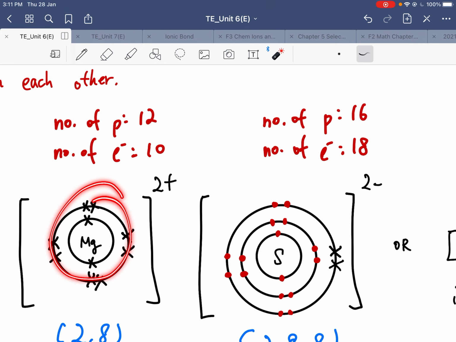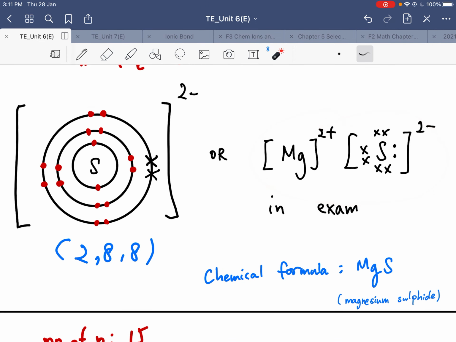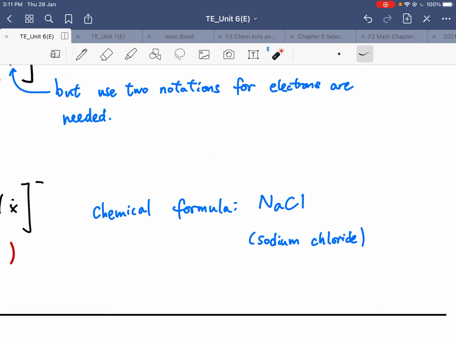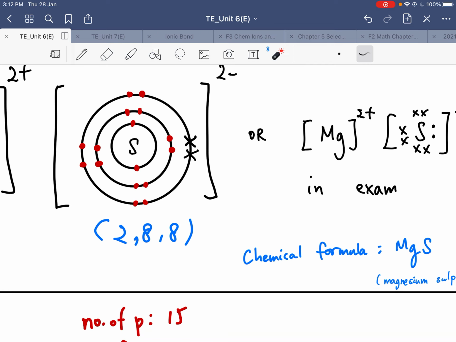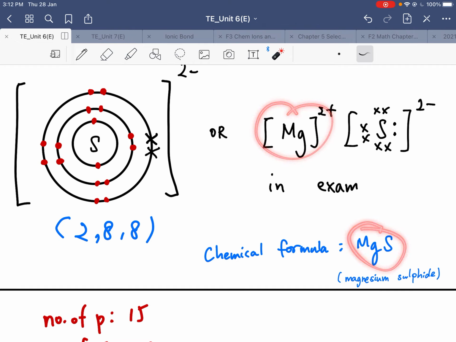So this is the formation of magnesium sulfide, and this is what you need to draw in the exam. The chemical formula is MgS, more or less the same as NaCl. For the naming, always name the cation first and then the anion. Remember, guys, it is formed by magnesium ion and sulfide ion, so you call it magnesium sulfide.